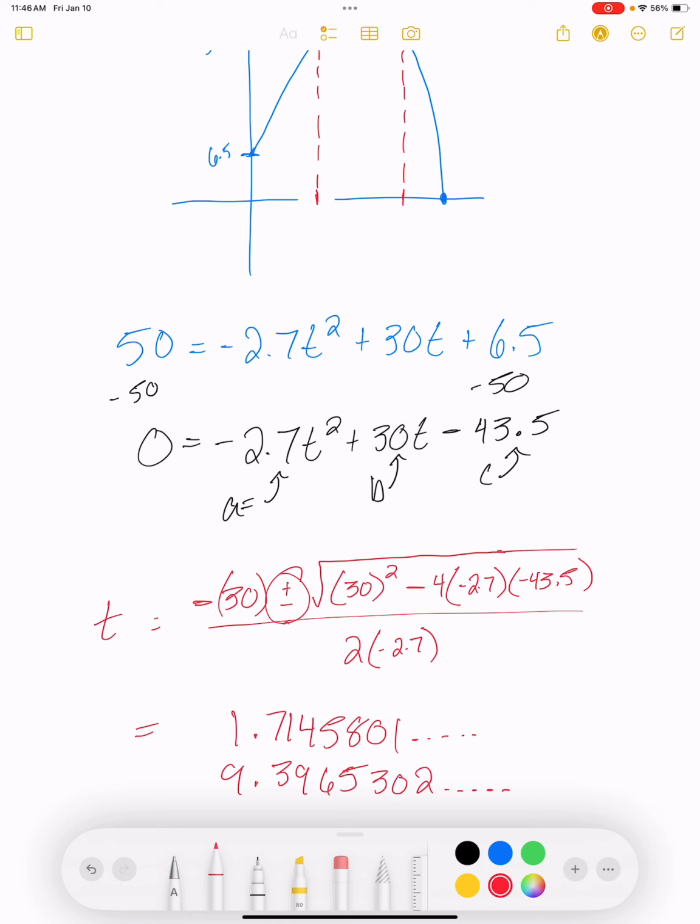So we're talking about time. How exact do you want to get? I'd say one decimal place is fine. If you're not sure, go three decimal places, and you're usually good. Since we're talking about time, I'm going to say 1.7 seconds, and then I'll say this is 9.4 seconds, right? So that's when it's 50 feet above the ground on both of those.